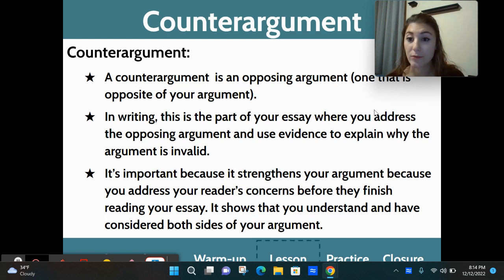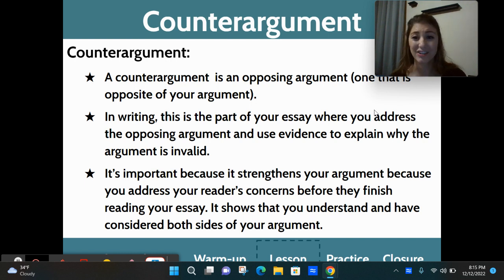We need to make sure that we are using evidence to explain why the counter argument is invalid. So the counter argument is anticipating what we think our reader is going to say to disagree with us, and then it's providing the most convincing piece of evidence to actually prove them wrong, right? This is where you show a demonstration of consideration for your audience, right? So thinking about, all right, if I'm going to argue that teachers shouldn't assign homework, who's going to be my number one critic? Teachers, right? Or maybe parents, but some sort of adult, right?